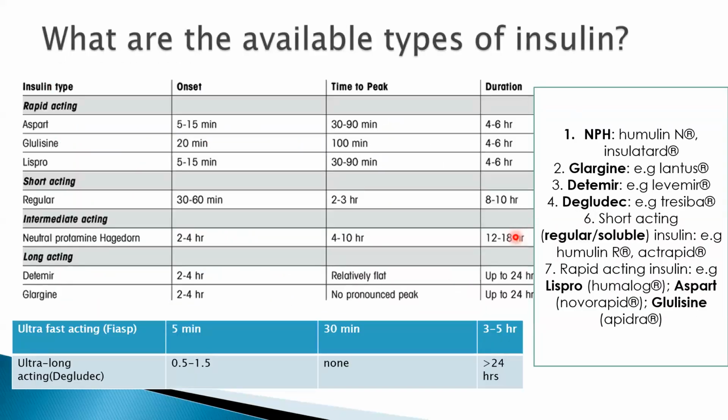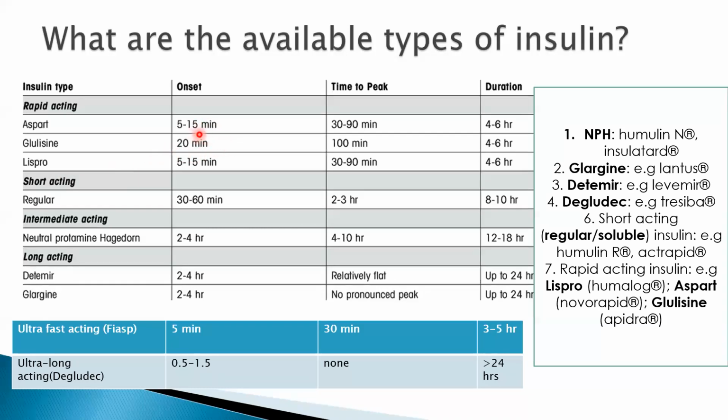So what are the available types of insulin that we know? We know that we have the rapid-acting insulin, and the rapid-acting insulins are the likes of aspart, glulisine, and lispro. And a characteristic feature of these is they have a rapid onset of action.